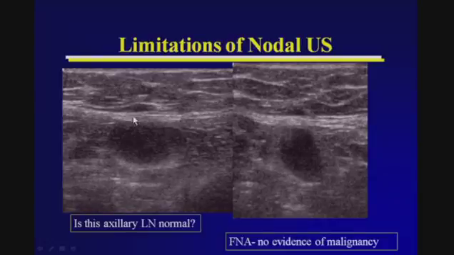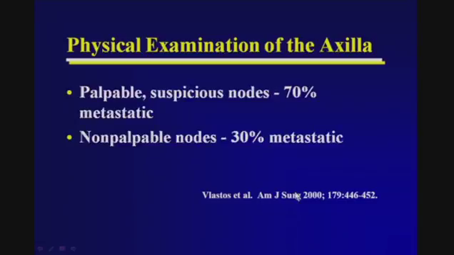Here we have a hypoechoic axillary lymph node. We did the FNA, but there was no evidence of malignancy. This patient also went on to axillary dissection. There was no evidence of malignancy. So occasionally we can have normal lymph nodes with a rather worrisome appearance.